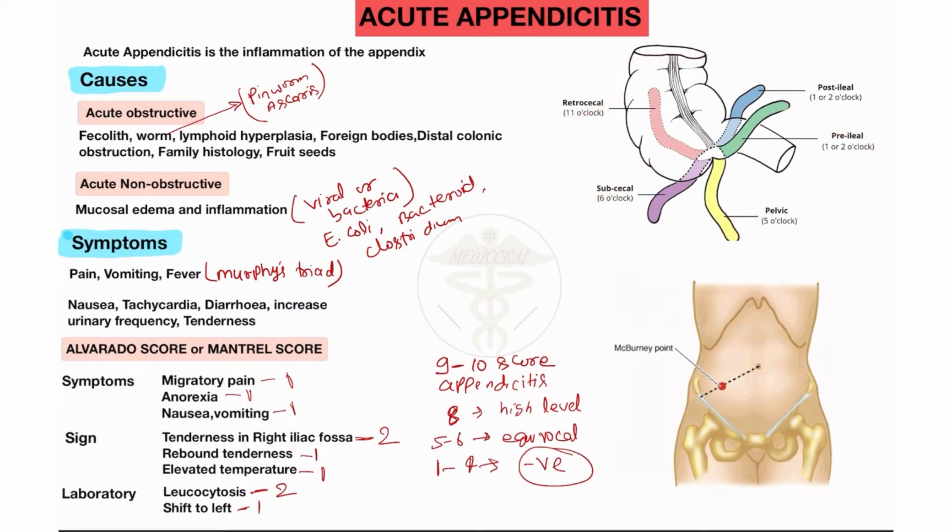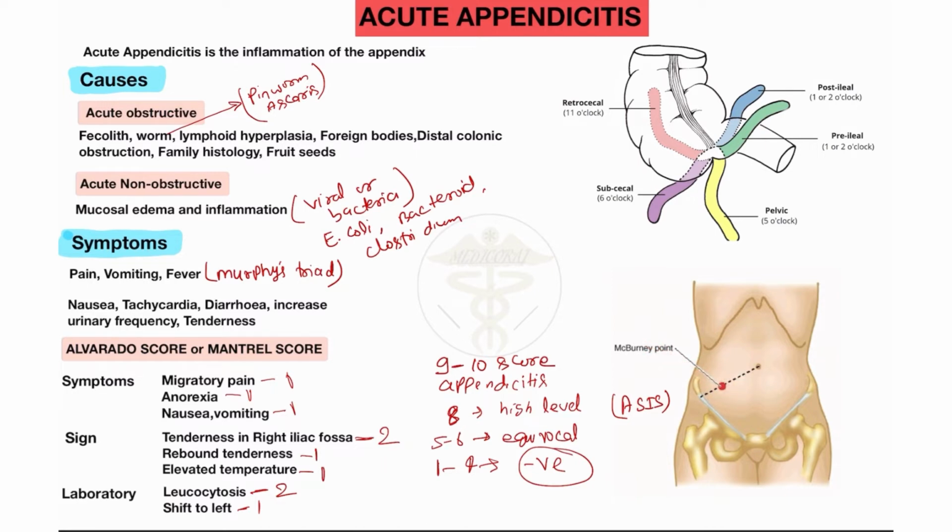What is written here? McBurney point. What is the McBurney point? In the examination they ask where the McBurney point is present, and why we need to know about it. So here is the umbilicus. You all know this is the umbilicus and this is the anterior superior iliac spine. This position is called the anterior superior iliac spine. So this is the McBurney point. The McBurney point is important because the appendix is mostly present at the right iliac fossa, at the McBurney point.